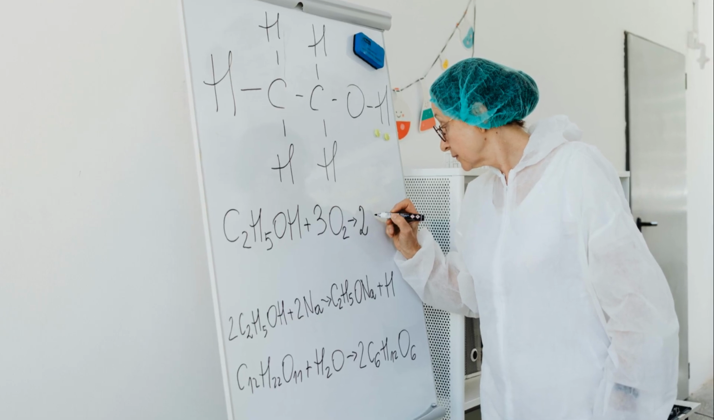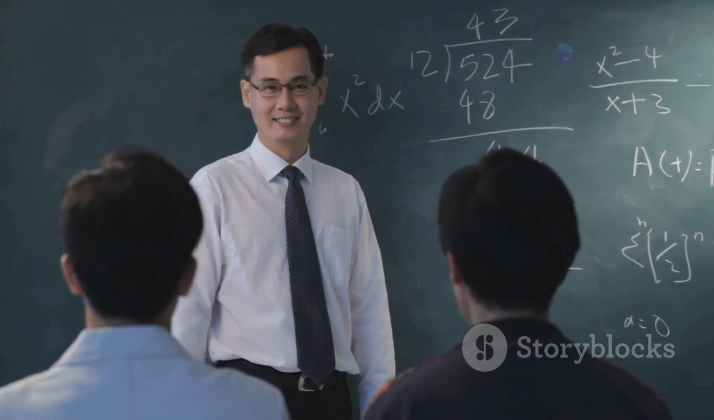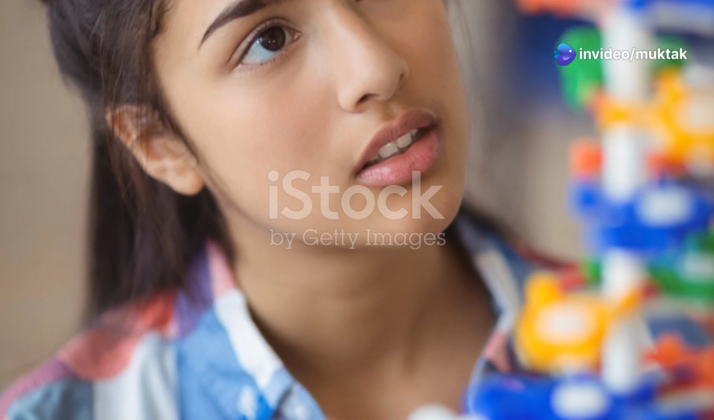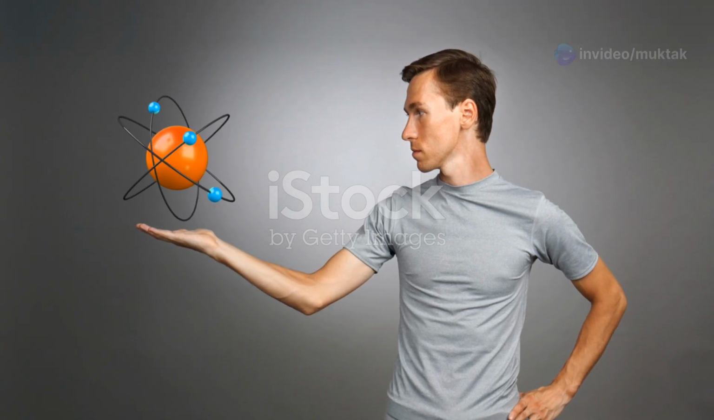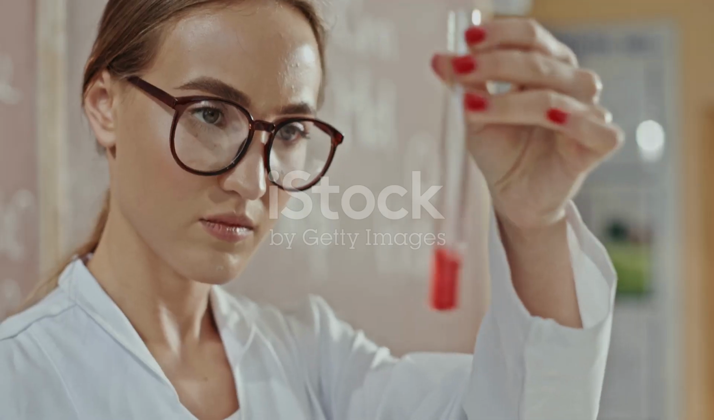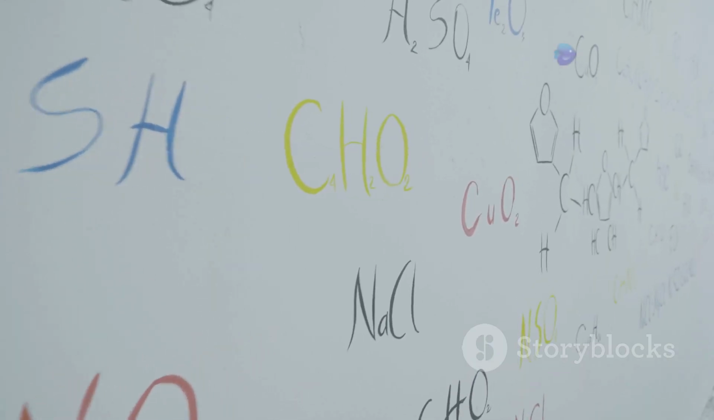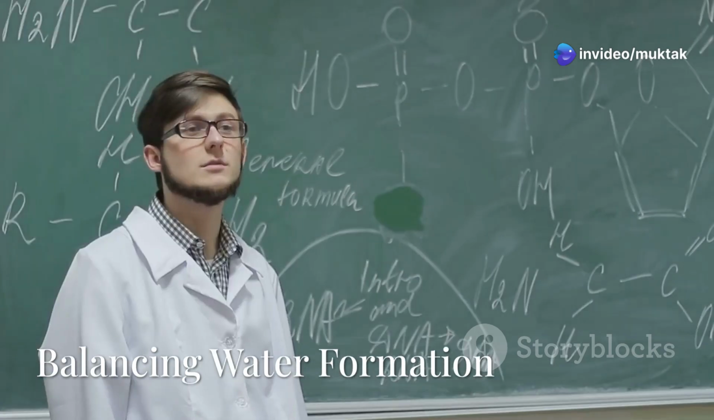Adjust the coefficients in front of each compound to balance the atoms. Coefficients are whole numbers placed before the formulas. They adjust the number of molecules without changing the compounds themselves. After adjusting the coefficients, recount the atoms for each element. Make sure they match on both sides of the equation. If they do, the equation is balanced. Practice this method regularly to become confident in your balancing abilities.